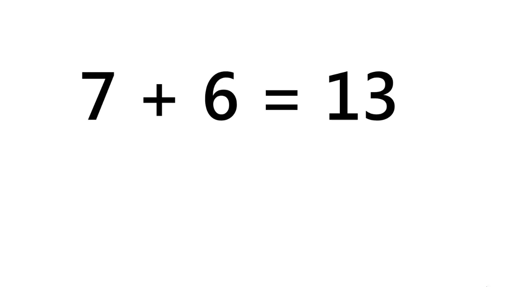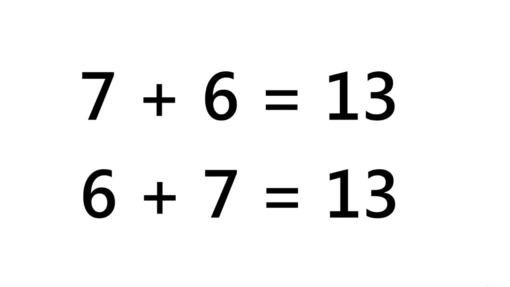Let's look at another example. 7 add 6 is equal to 13. If we change the order to 6 add 7, the answer is still 13.